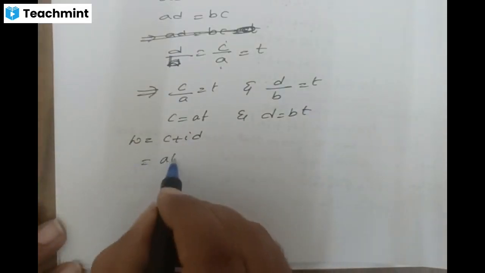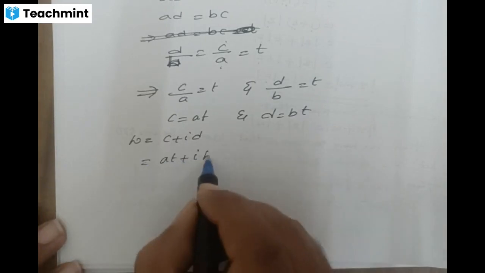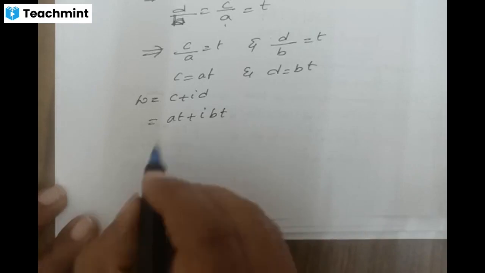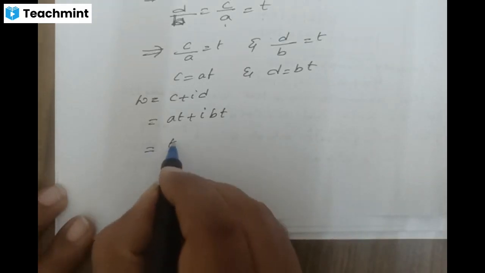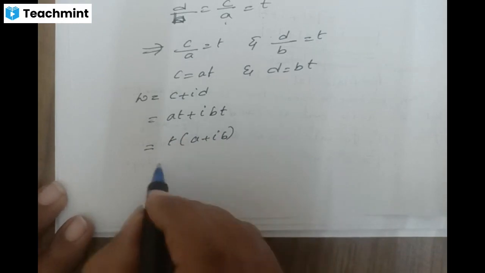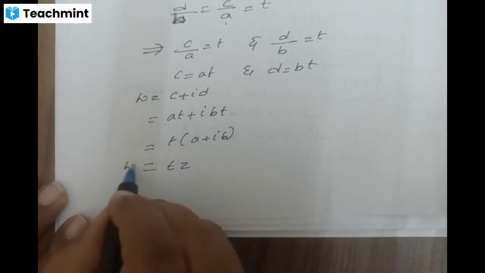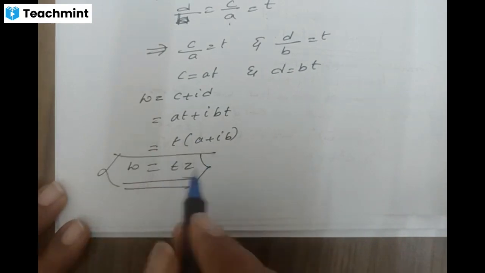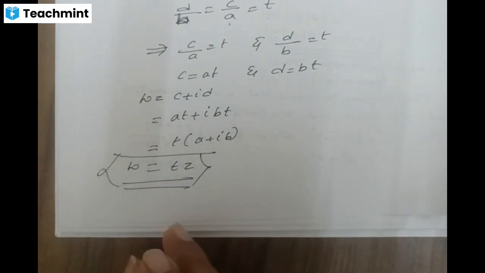Both the values we can substitute. C means AT, plus I into D is BT. C and D we are expressing in terms of A and B. So we can write T common, then A plus IB. What is A plus IB? That is Z. So W is equal to TZ. So that is the proof. If and only if means both ways. So we proved that, and we get the answer.